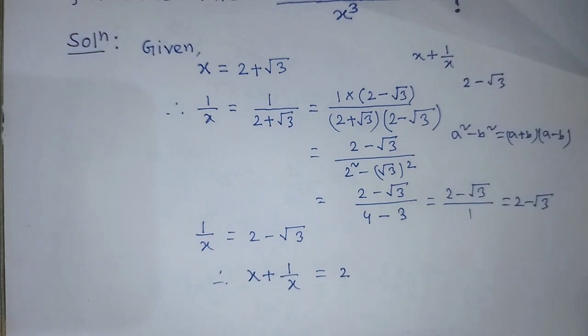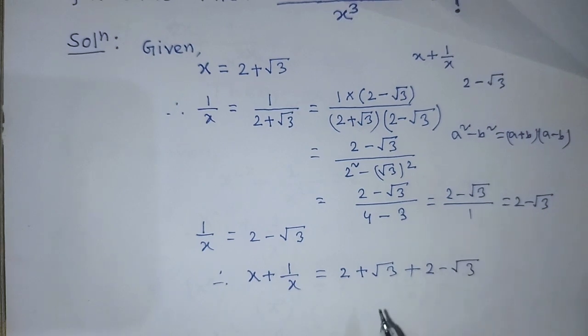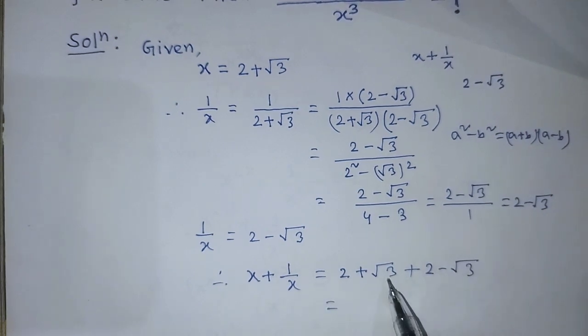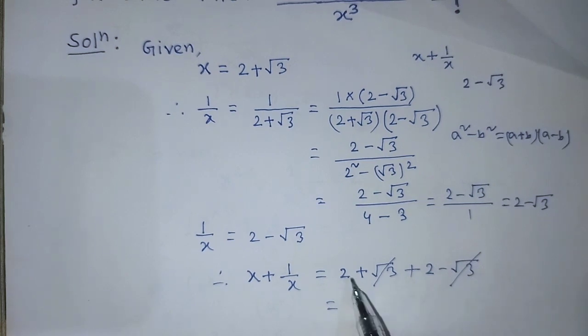So the value of x is 2 plus square root of 3 plus, in the place of 1 over x, we write 2 minus square root of 3. Now we can cancel plus square root of 3 and minus square root of 3 in this algebraic expression. If you add 2 with 2, then you get 4. So students, the value of x plus 1 over x will be 4.